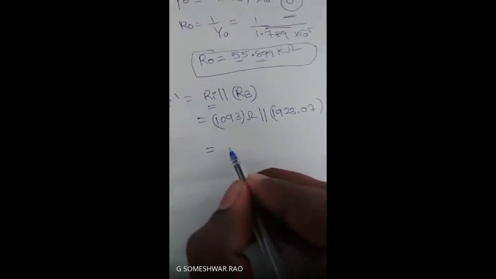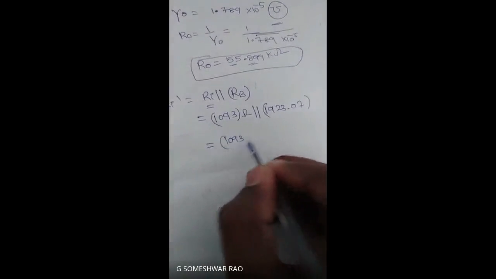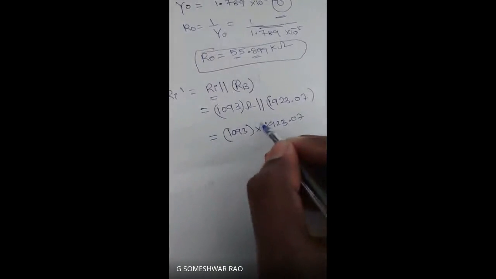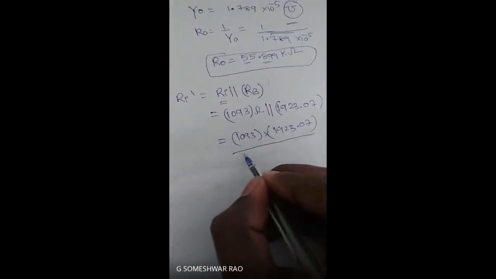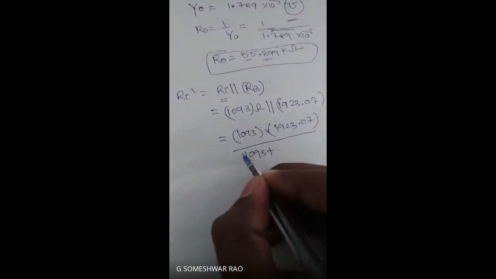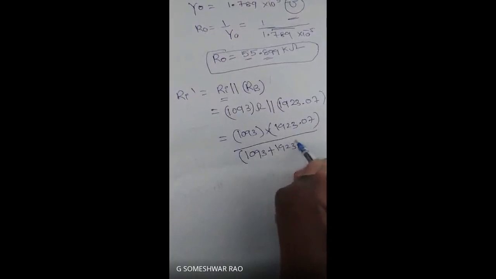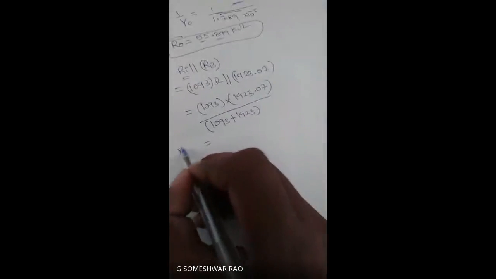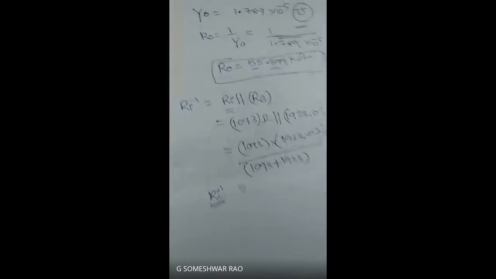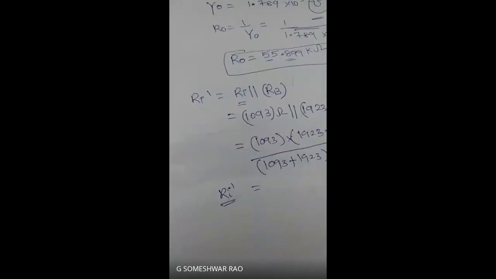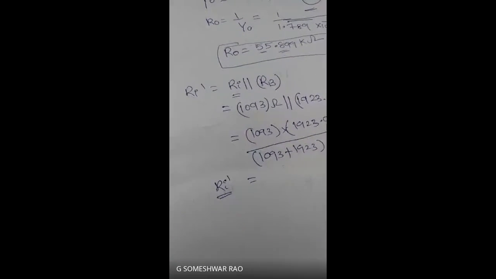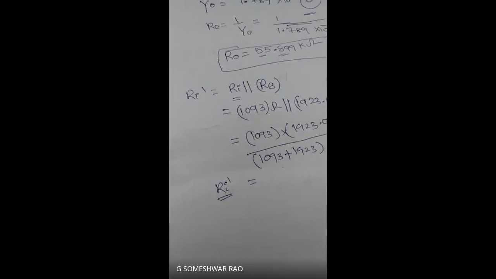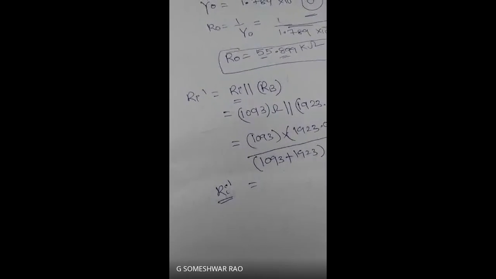What is Ri dash? 1093 into 1923.07, whole divided by 1093 plus 1923.07. So what is the Ri dash value you got? Please calculate. Meanwhile, I just want to connect once again. My laptop is having some problem actually. It keeps on shutting down.